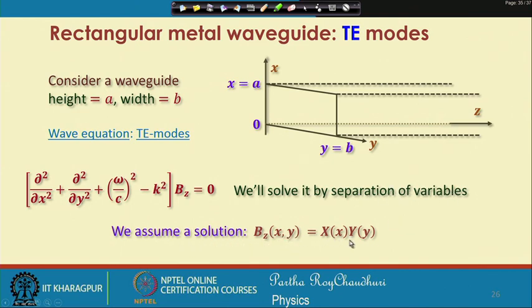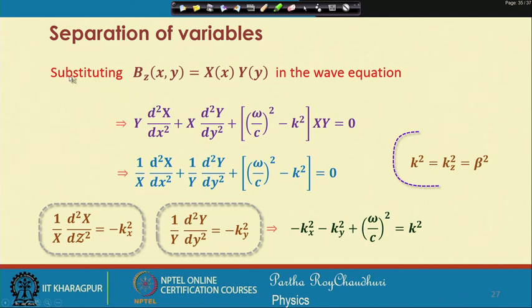We assume that B z is a product of an x dependent and a y dependent function. Then we can substitute this into the wave equation and separate them. This is again the very well known technique of separating the variables. This quantity is entirely a function of x, and this quantity is only a function of y. So, putting these two together, which is equal to minus k x square minus k y square plus omega by c whole square, this will be equal to k square.